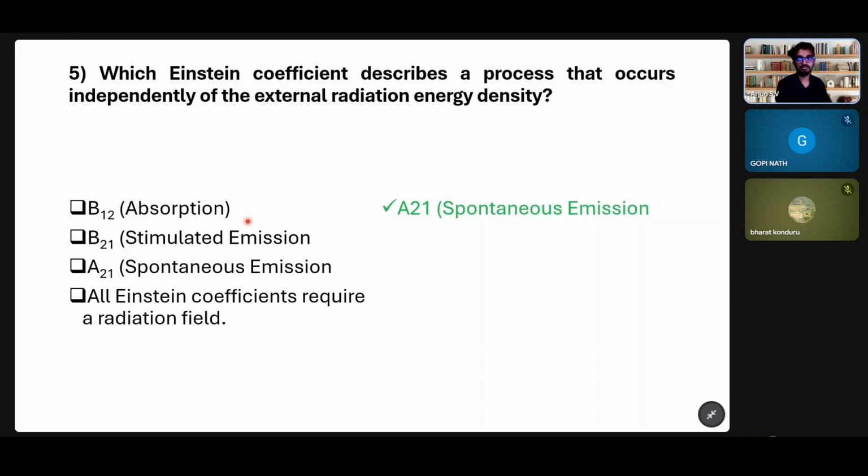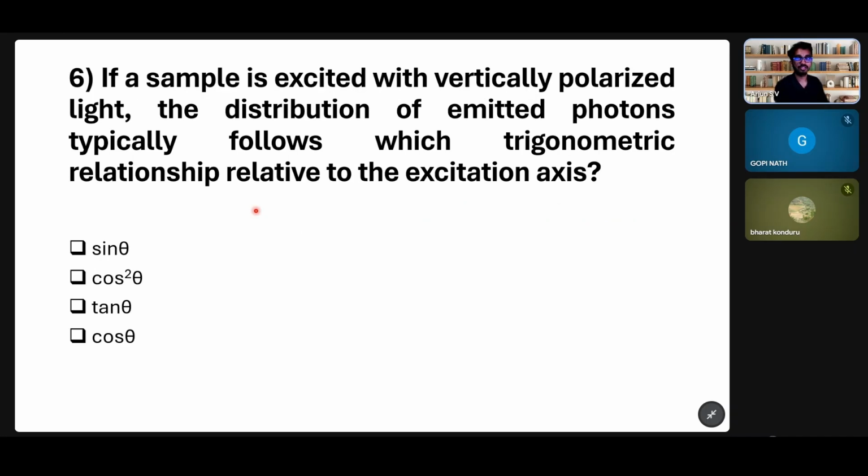I think a better key in this answer would be to just look at the process independent of the external radiation. Absorption doesn't happen independently, and stimulated emission also doesn't happen independently of it. Spontaneous emission, on the other hand, happens independent of the external radiation. So yeah, this is a pretty simple, repetitive question, I guess.